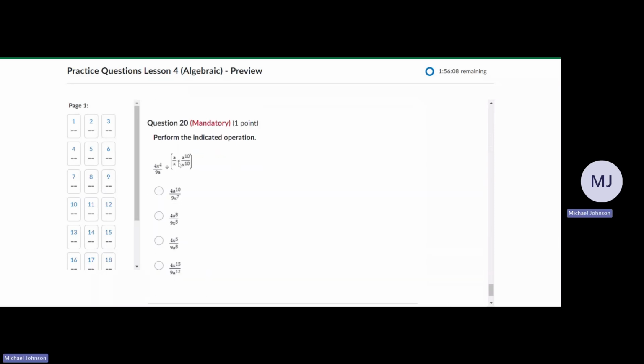Here, you would combine the tops here, bottoms here, and then flip the top and bottom and multiply.